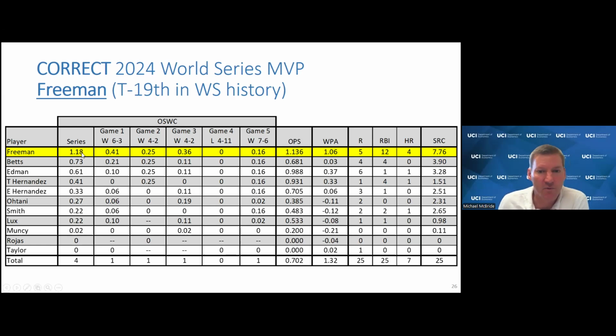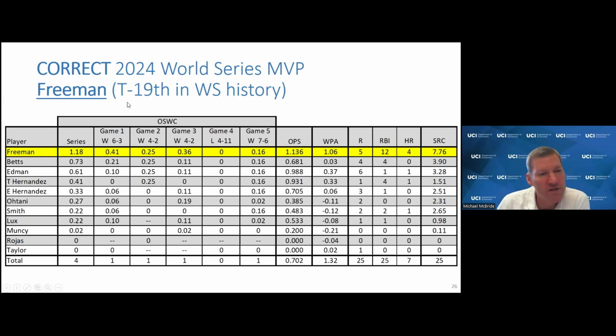He deserved this award. Not only was he the most valuable as measured by OSWC, as measured by OPS, which is a measure of batting skill, he was the best. As measured by win probability added, which is a probabilistic measurement, he was the best. As measured by run production, he was the best. He was just the best. It was a no-brainer, an easy choice. This was the right choice.